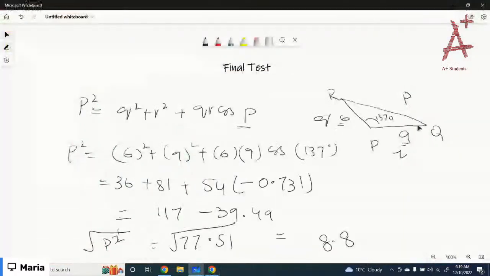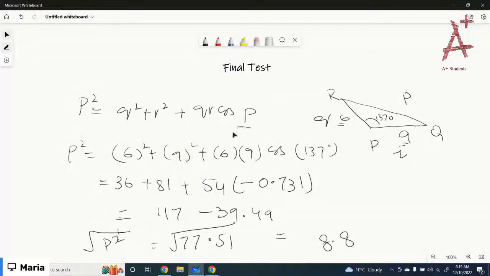9, but it must be the longest side. Got it? So it is 9 times 6 is 54. I don't know what's wrong with the question. Let me just check 9 times 6. 54, and 54 times cos 137. 39.49. I haven't done.